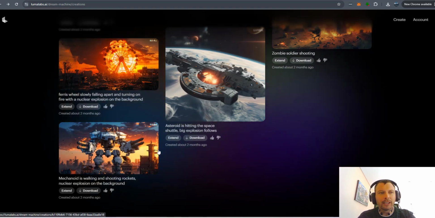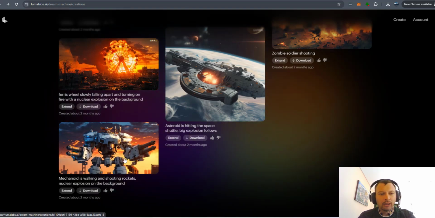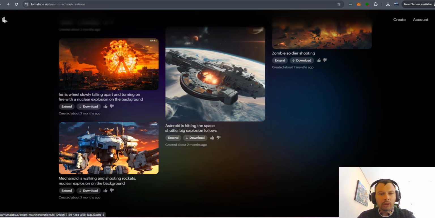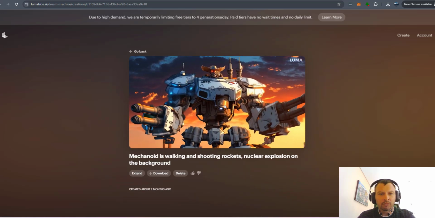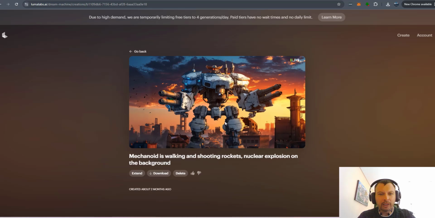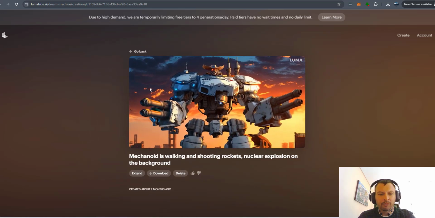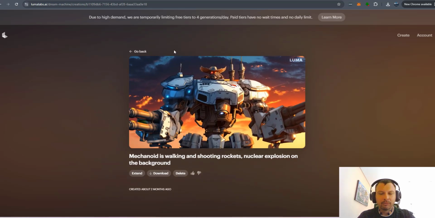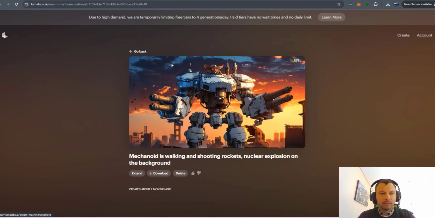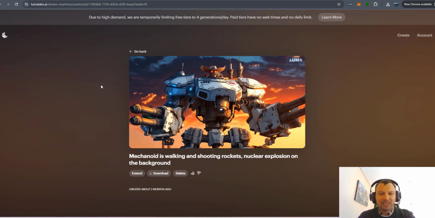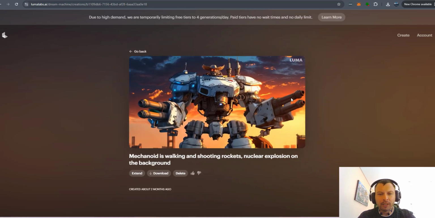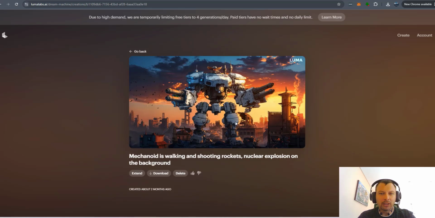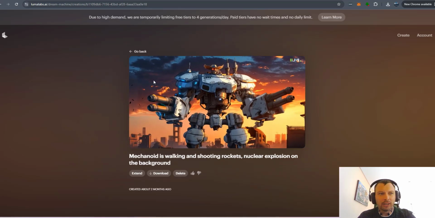Now for my final outro, I need animation of this big mechanoid getting destroyed. So let's compare. Mechanoid is walking, shooting rockets. Luma, complete failure. It's just slowly zooming. Nothing is happening at all. So it's completely unusable. I can zoom in like this. This is not animation. This is one of the main problems with AI. Often it's just zooming and doesn't do anything at all, so this is unacceptable.